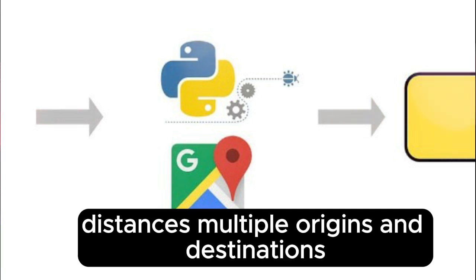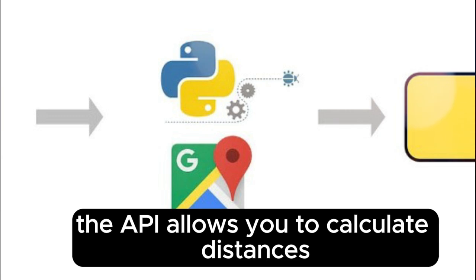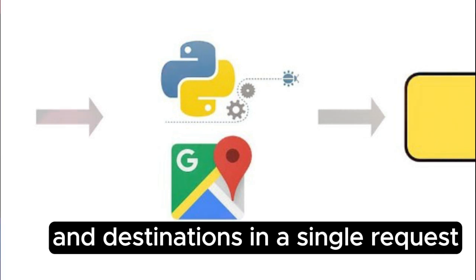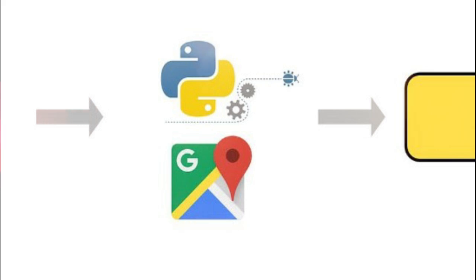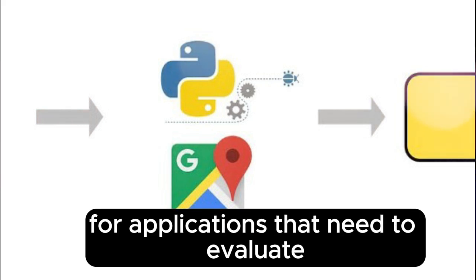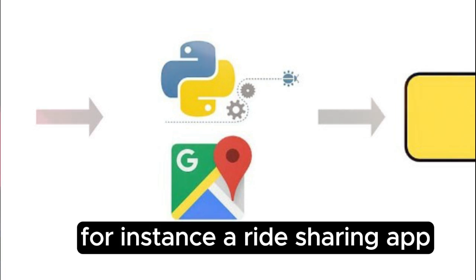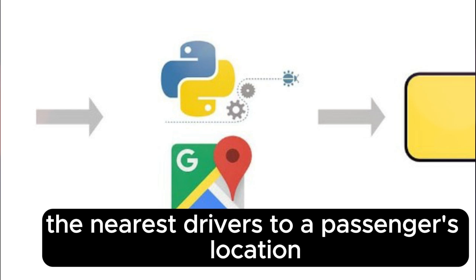Multiple origins and destinations. The API allows you to calculate distances and times between multiple origins and destinations in a single request. This is particularly useful for applications that need to evaluate several possible routes or destinations at once. For instance, a ride-sharing app can use this feature to determine the nearest drivers to a passenger's location.